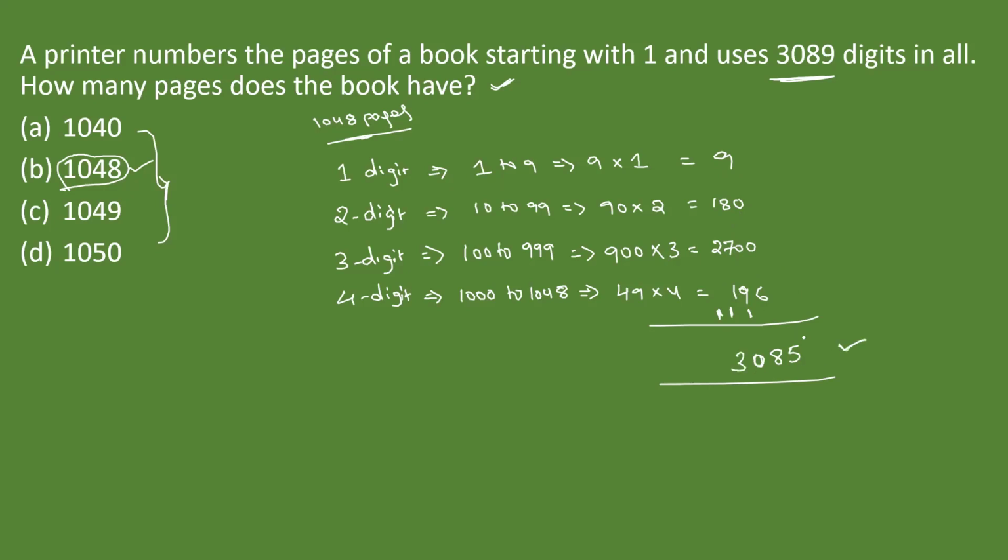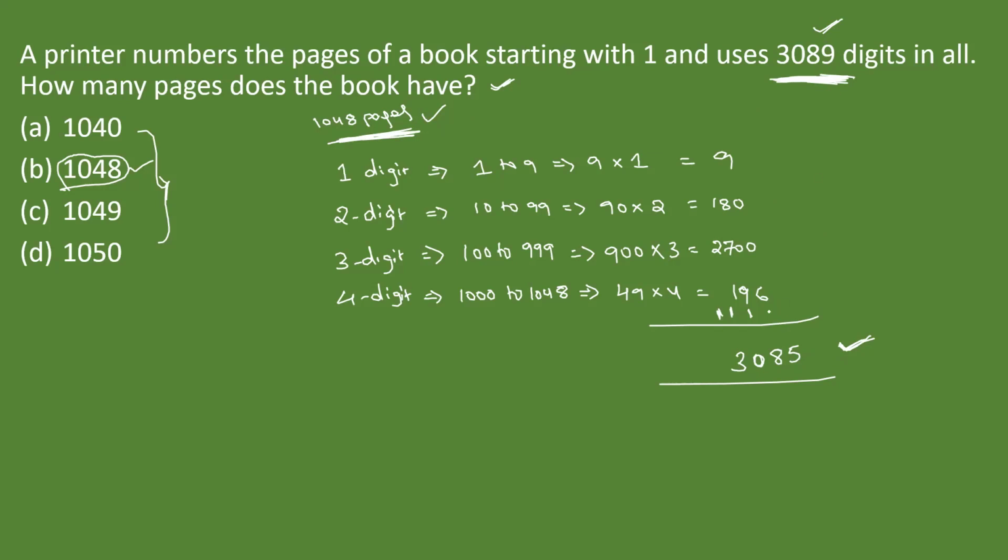So, if I consider that the number of pages in my book is 1048, what is the total number of digits I used here? 3085. But in our question, they have given the number of digits used as 3089. Tell me which value is greater here. 3089 is greater. That means, obviously, you have used a number of pages greater than 1048. What is the difference in the digits which we got here?